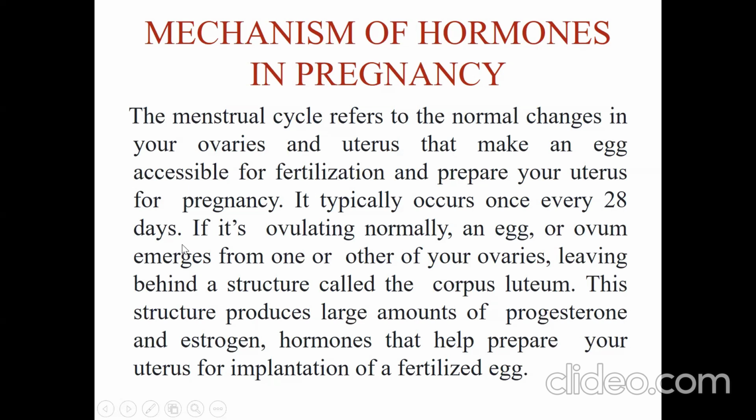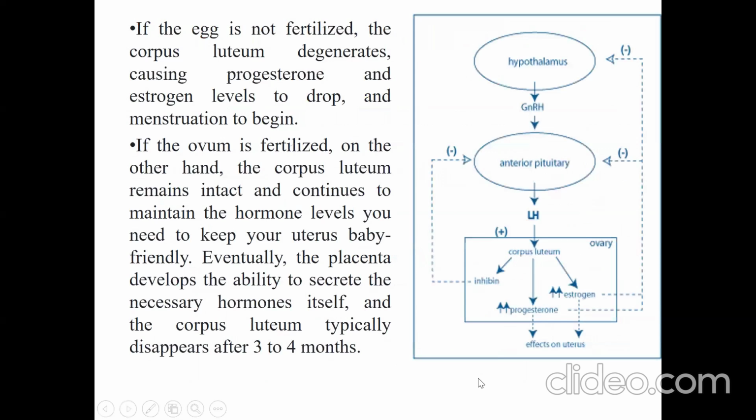The menstrual cycle stops typically during the pregnancy, and the corpus luteum is the structure. When the ovulation happens, an egg or the ovum emerges out, leaving behind a small structure called the corpus luteum. And this corpus luteum is going to produce the progesterone and estrogen, which is going to assist in the preparation of the uterus for the implantation of this fertilized egg.